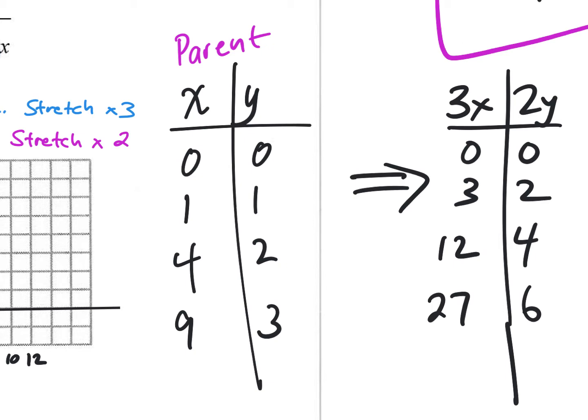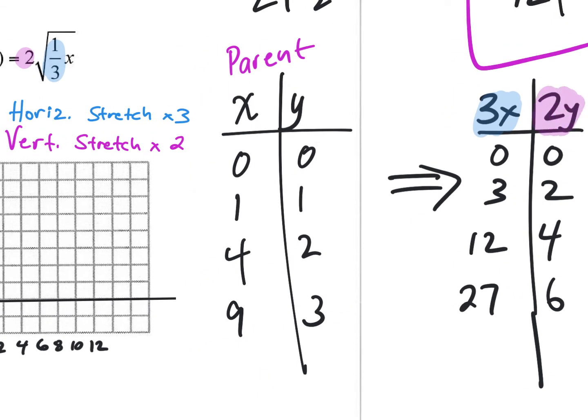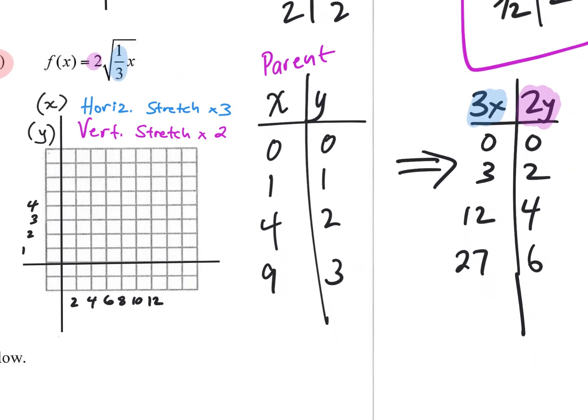Oh, sorry, I have the wrong color coding there. And then our vertical stretch is accounted for by making our y values larger. So from here, I'm really just plugging in and transforming the 5 points from my parent function. So 0, 0 is on my transformed function, the point 3, 2.